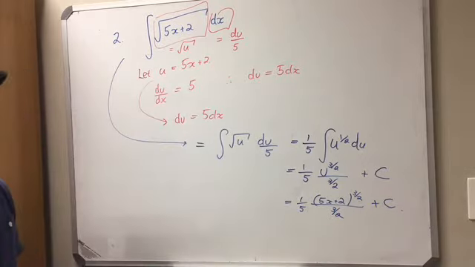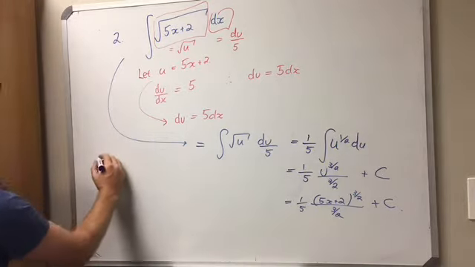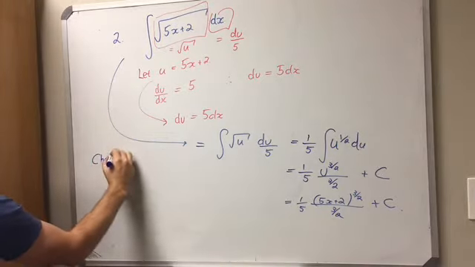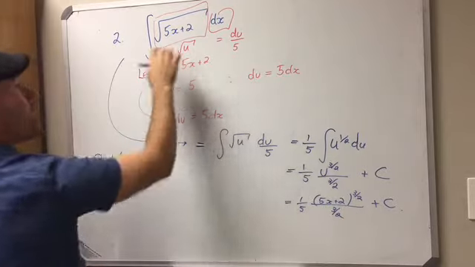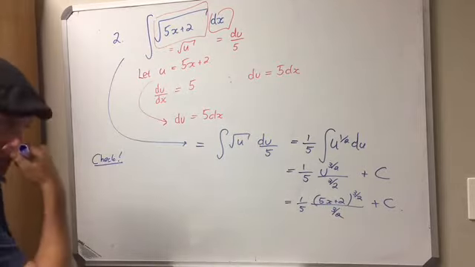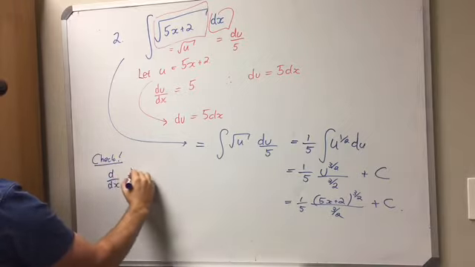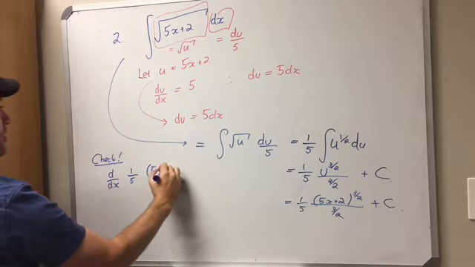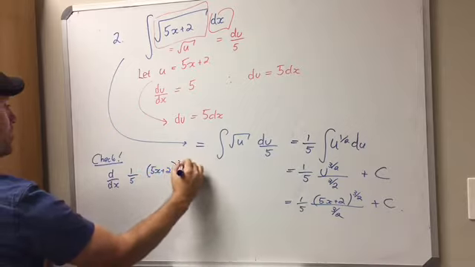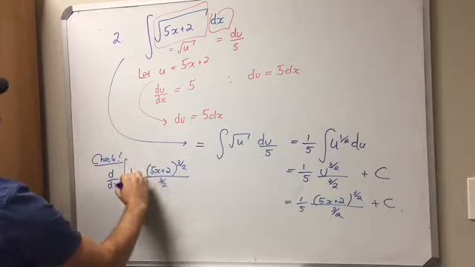Okay. We should always check whether our answer is correct. So let's do that. I'm going to differentiate this and see whether I get the square root of 5x plus 2. So let's do that. I differentiate a fifth times 5x plus 2 to the power 3 over 2, over 3 over 2.